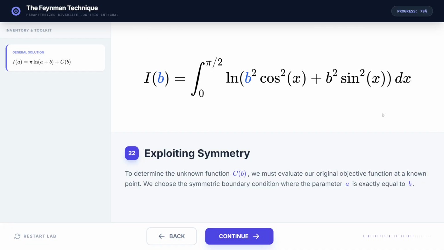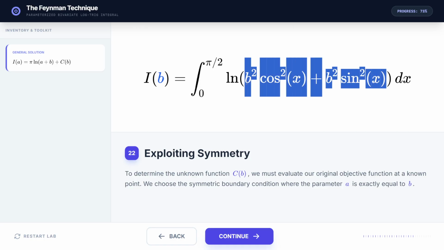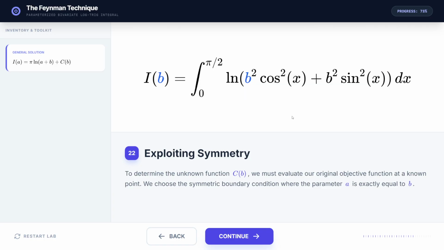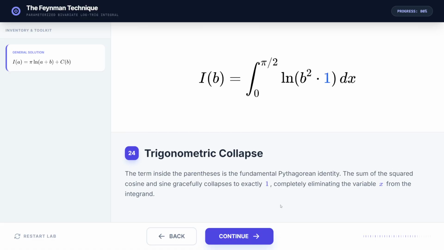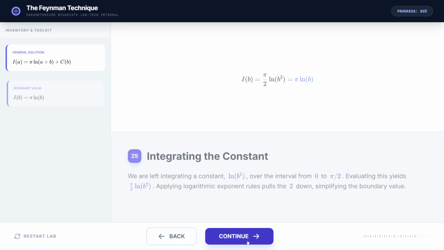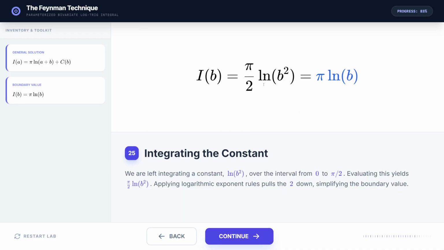If we plug in b for a into our original parameterized integral, this is what we get. And then you'll notice that this b squared is going to factor out, and we'll just be left with cosine squared x plus sine squared x, which is 1. So here's the steps to do that. We factor out the b squared. We recognize the Pythagorean identity, and then we can bring out the 2 inside the natural log, and finally we have I of b is pi natural log b.